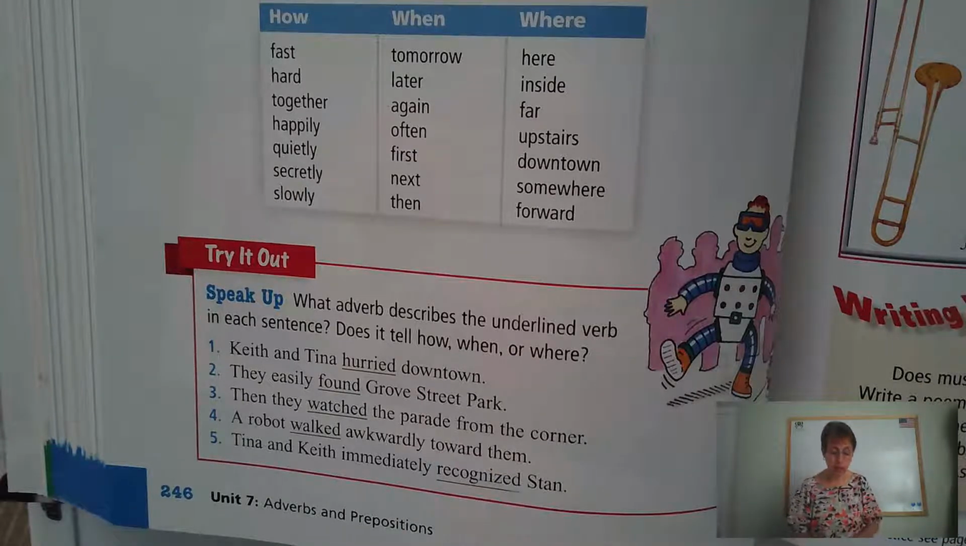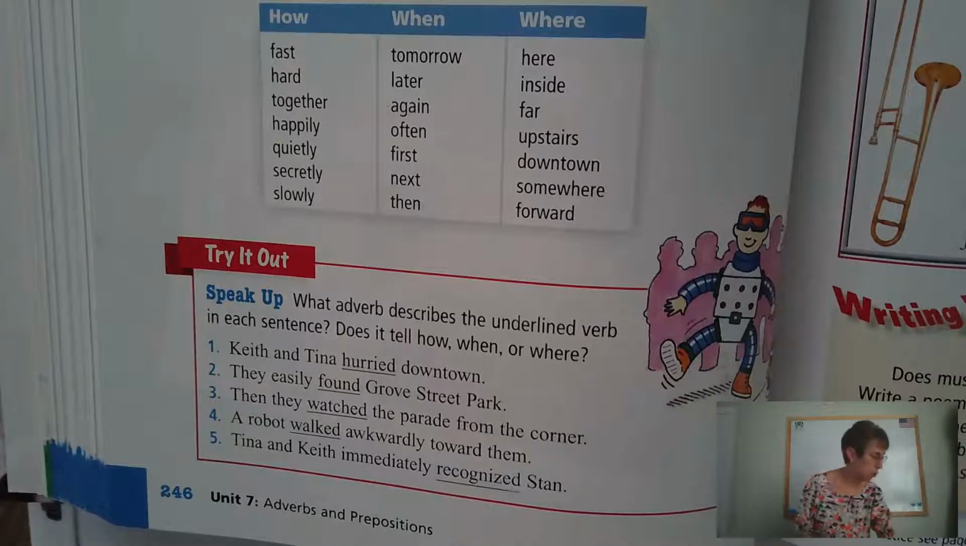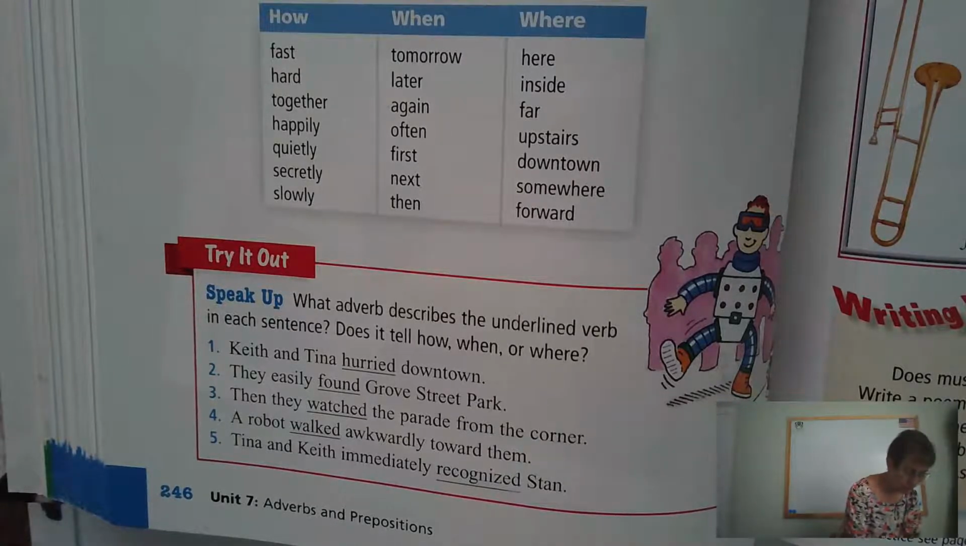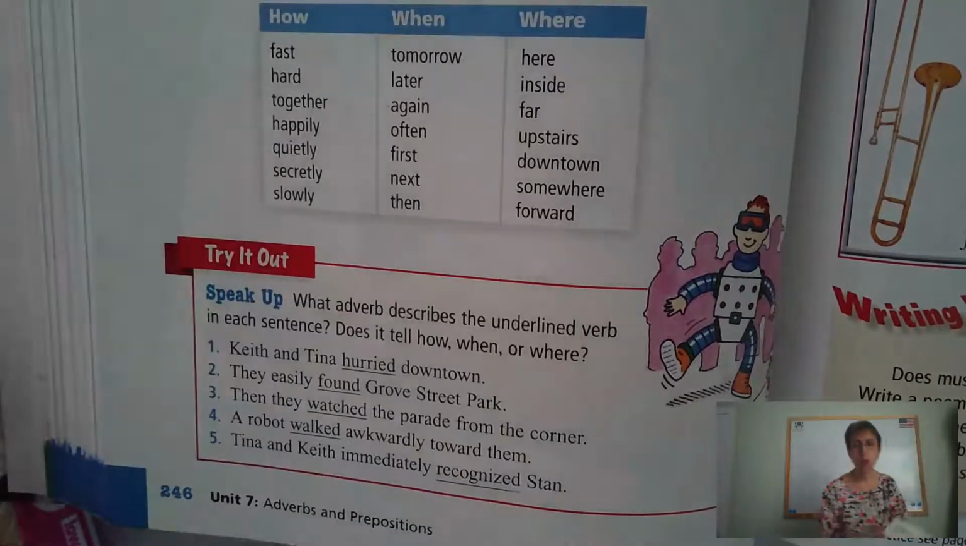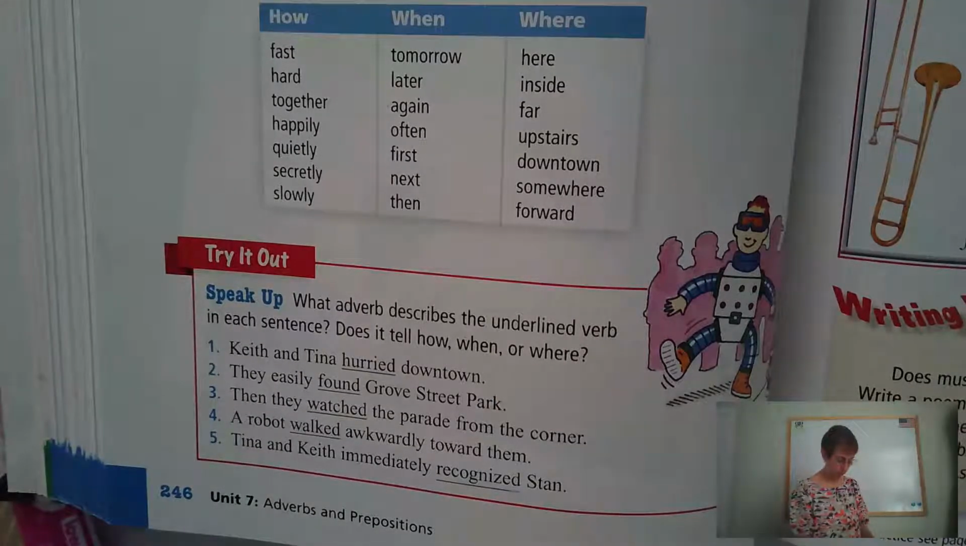All right, so again, when you have to find an adverb in the sentence, it's easiest to first find the verb and then look for the word that tells how, when, or where that particular action took place. And that will make identifying the adverb that much easier. All right, what I would like you to do independently is to work on workbook page 120. Okay, sorry about that. Workbook page 120.